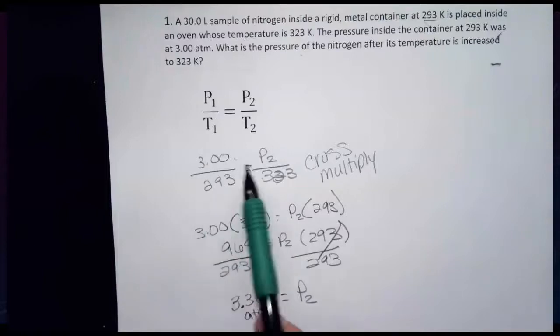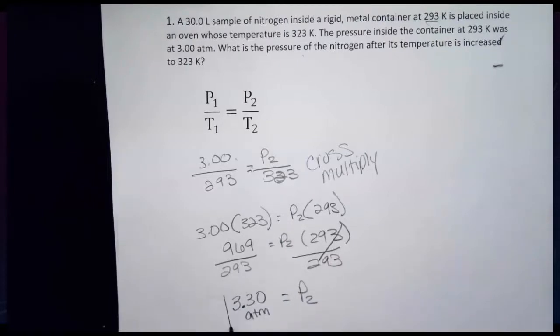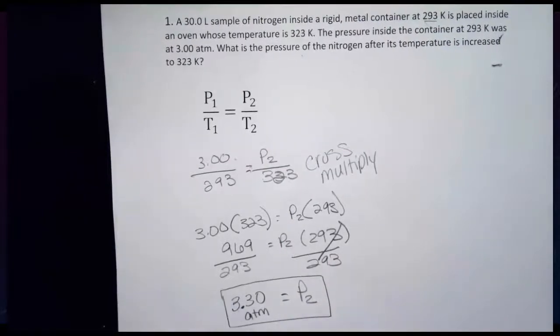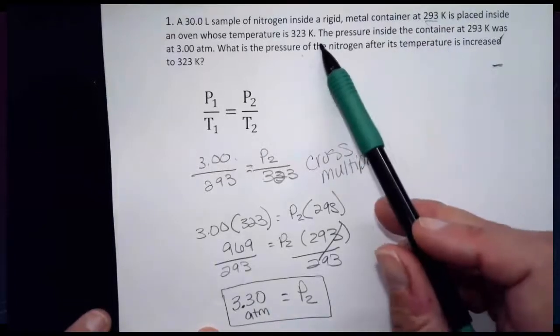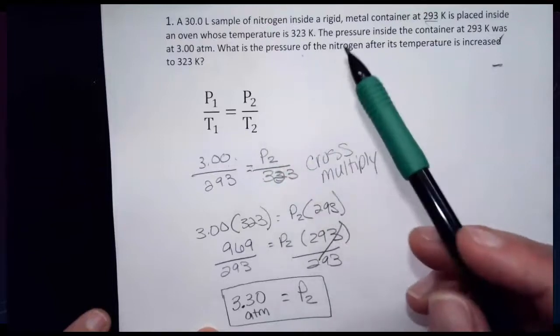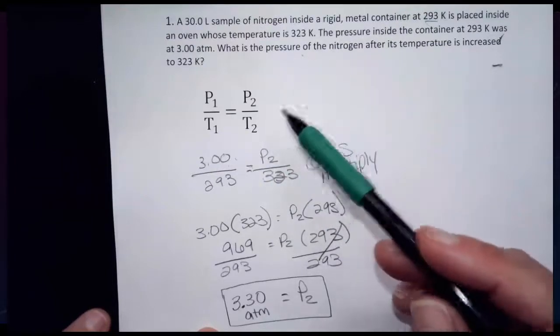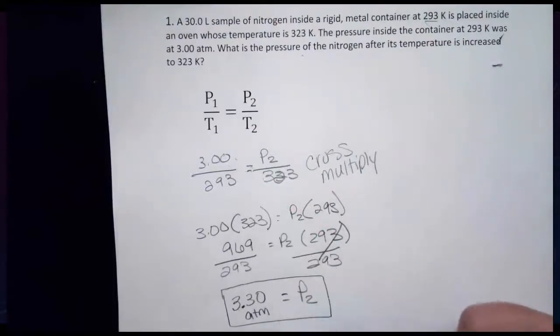Check the significant figures. Yep, we got 3 atmospheres is what we started with for our unit, so that's what we're going to end with. And again, think about this to yourself. We increased the temperature, so we would expect the pressure would increase. The pressure did increase. It went from 3 to 3.3, so our answer makes sense. So that's Gay-Lussac's law, looking at pressure's relationship with temperature.